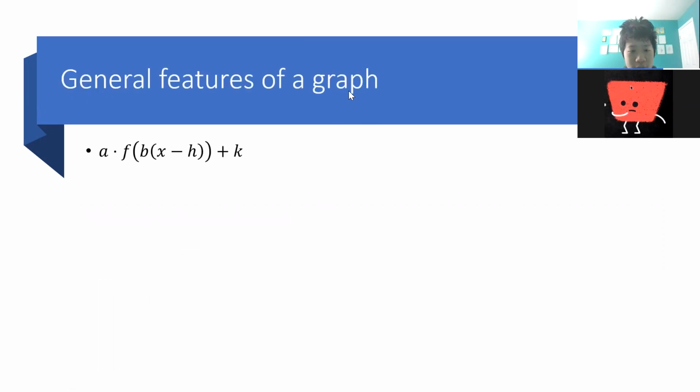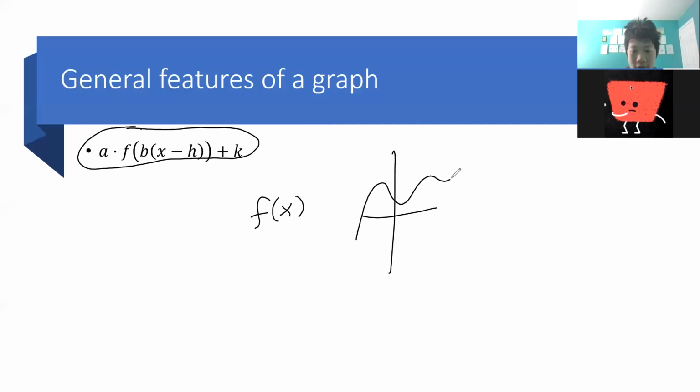So the general features of a graph. For any graph, we have this thing that they like to show in school. It's a times f of b times x minus h, plus k. So if we have a function f of x, we can transform this function, right? Let's say this function looks like this on the graph. We can transform it based on what these numbers are.